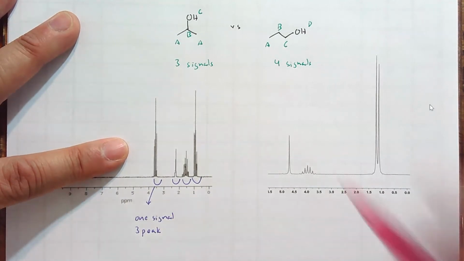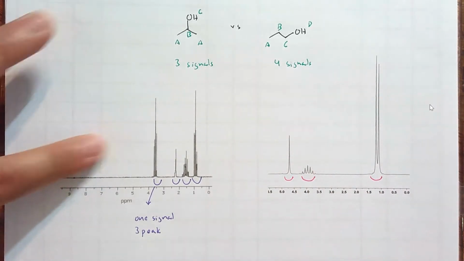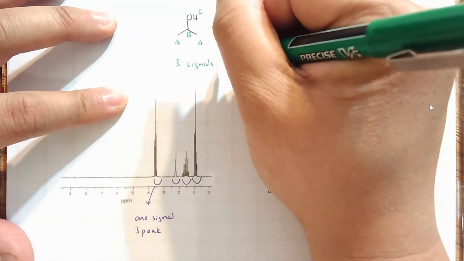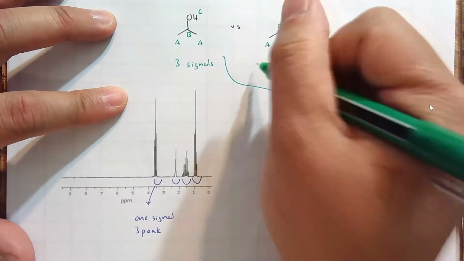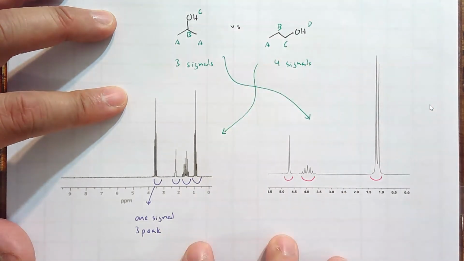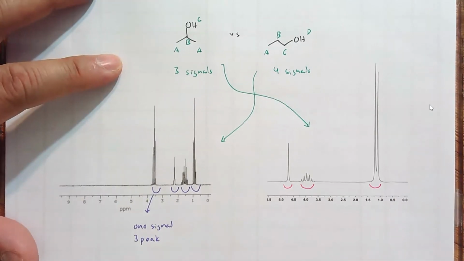Take a look on the other side. 1, that's a signal, and that's a signal. Okay? So this one is to this spectrum, and this one is to this spectrum. They match the number of signals. Okay? And if you're curious, well, no.